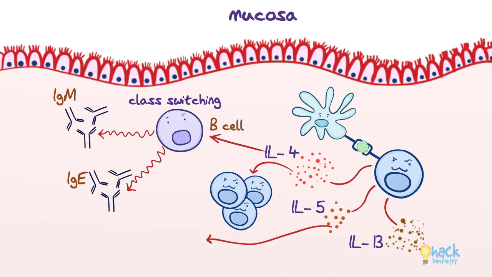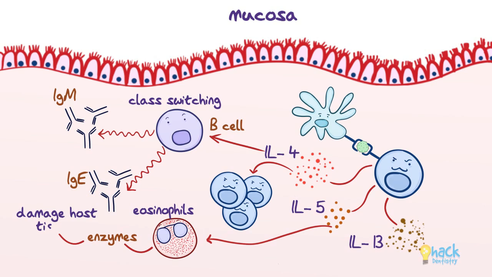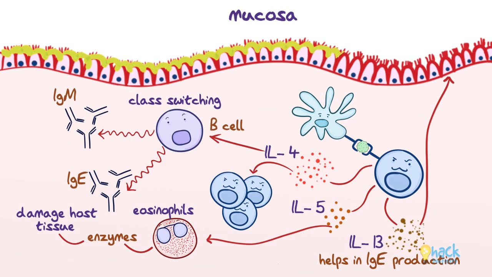Interleukin 5 activates and recruits eosinophils, which may release a bunch of enzymes that could damage host tissue. Interleukin 13 enhances IgE production along with interleukin 4 and also stimulates epithelial cells to secrete mucus.